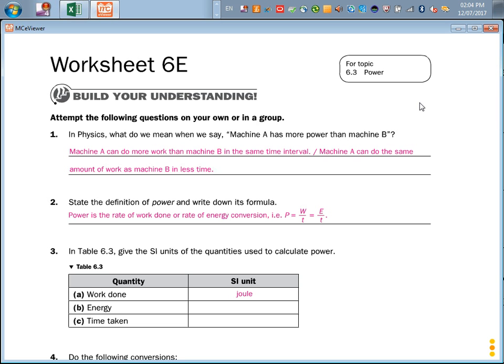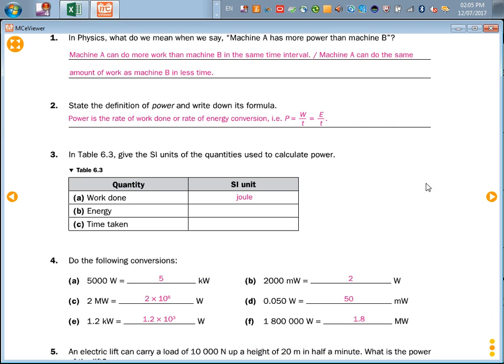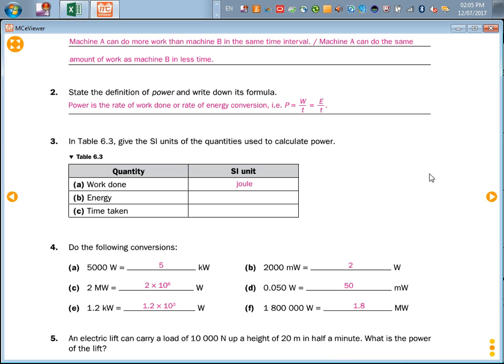So who is the most powerful in this class? Afiq can do the most work in the least time? Are you sure or not? Okay, question 2. Okay, enough.